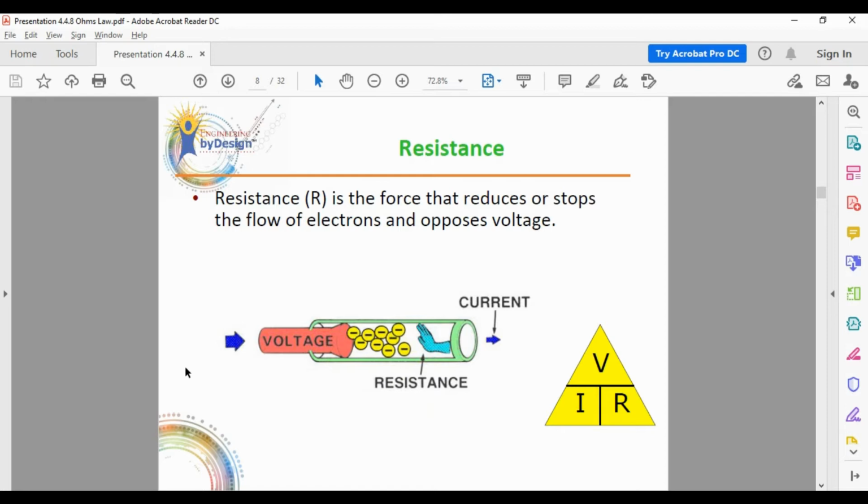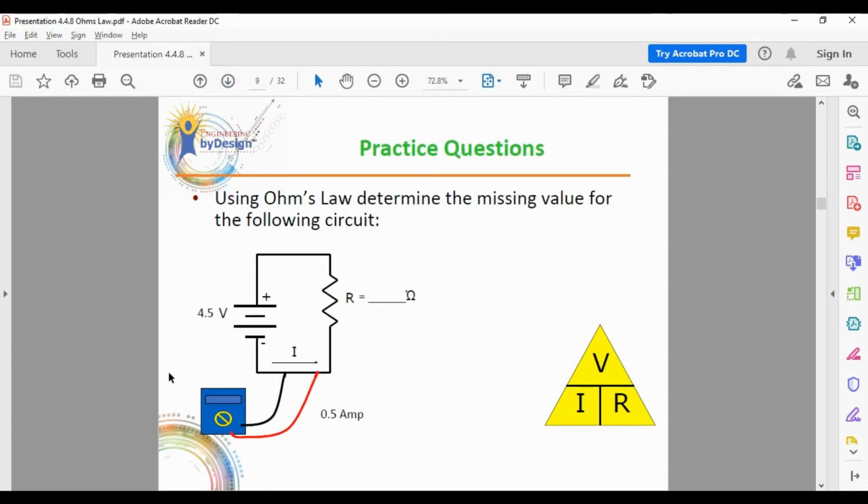Resistance is the force that reduces or stops the flow of electrons and opposes voltage. I've used the analogy that it's a dam. I like to think of a beaver dam, because unless it's really, really large, it doesn't completely stop the flow of electrons. It just greatly slows them down. So there's still going to be some current spillover unless you have a very low current and a very, very, very high resistance.